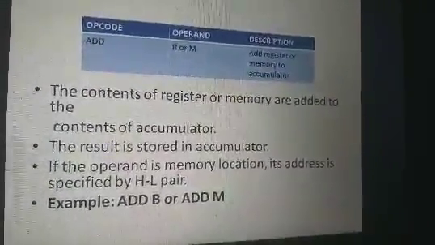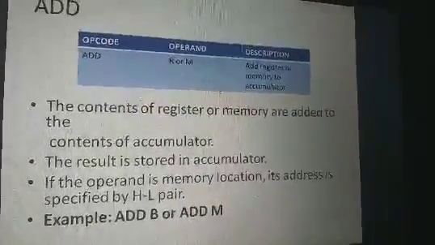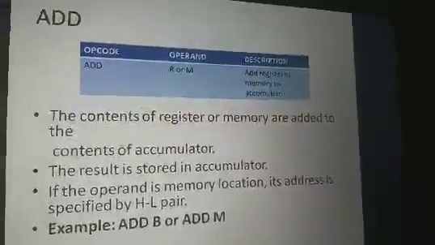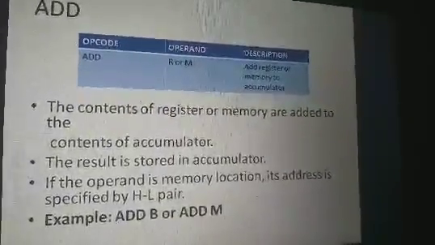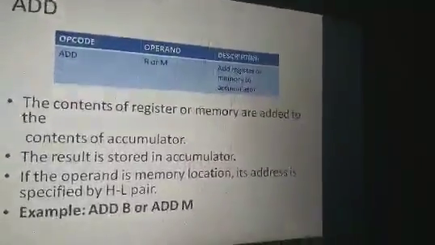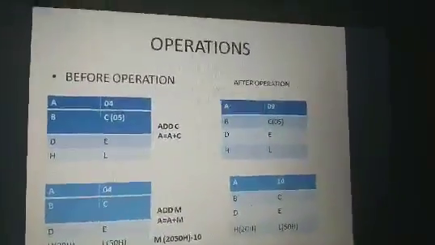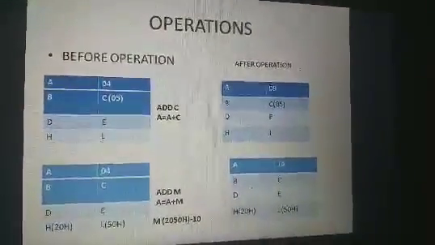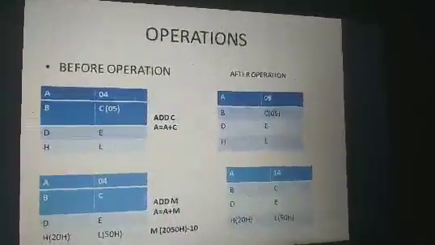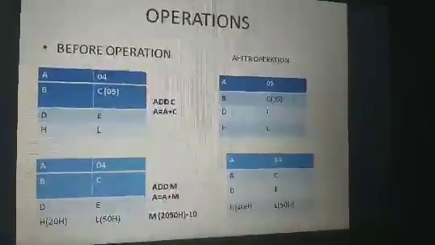Now these two points are common for both. But the third point is only possible for the second type of instruction, that is ADD M. If the operand is a memory location, its address is specified by the HL pair, just like we did in the LXI instruction. Now, just look at how these operations take place. First, we add the content of a register, and then the content of memory. Left hand side is before operation, right hand side is after operation.